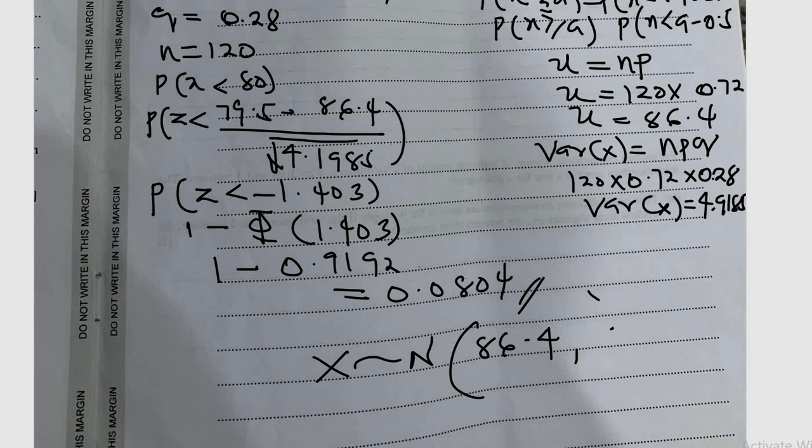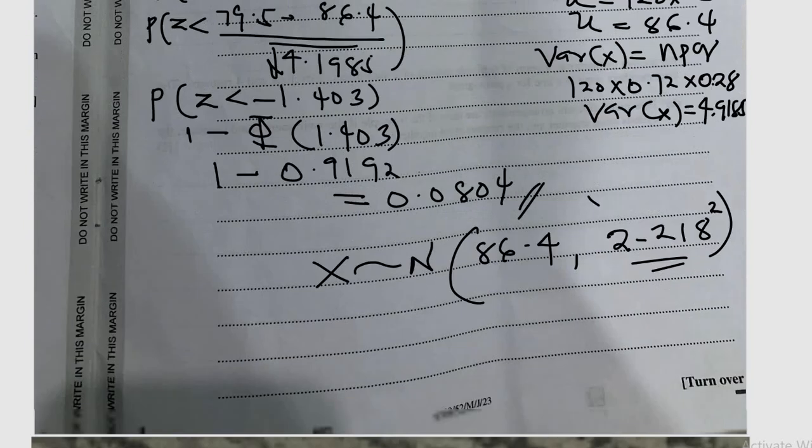So we can write it like this: 2.218 squared. Now let's see the last question, number 6. I think this is the last question.